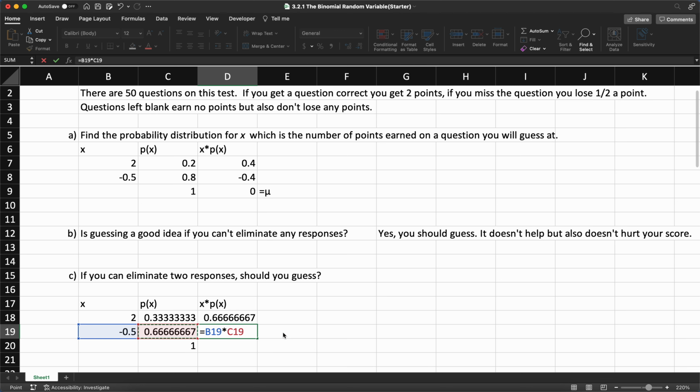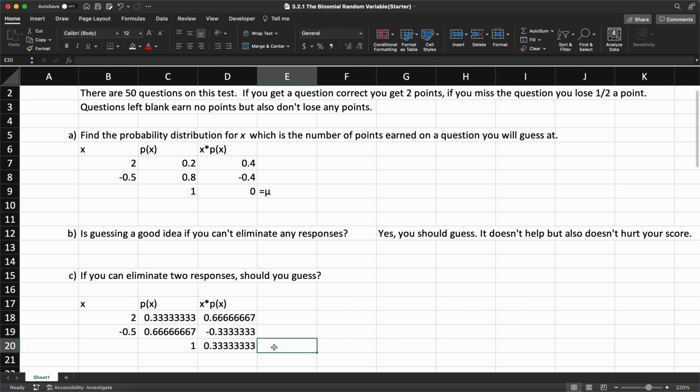So I'm multiplying the value times the probability that value occurs, or I could just copy this down. And then I'm going to sum up these 2 probabilities. So this expected value comes out to be 0.33. So if you can eliminate 2 guesses, should you guess? Absolutely.